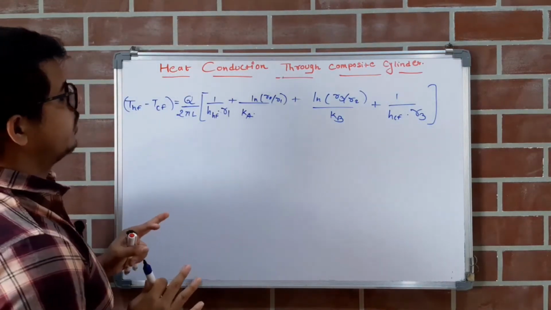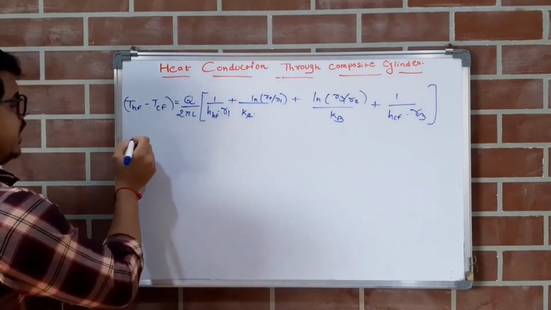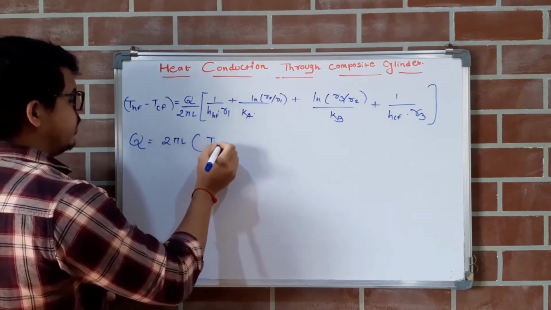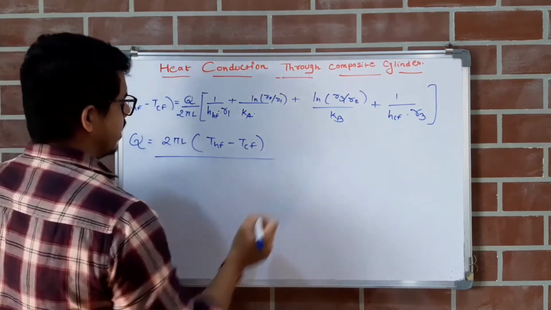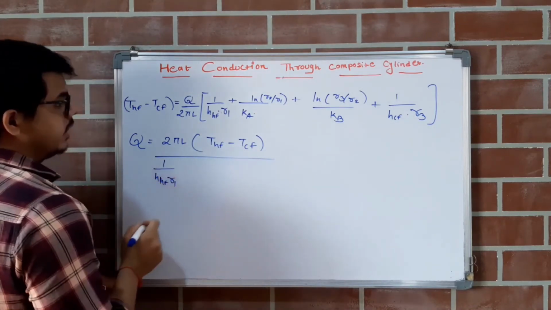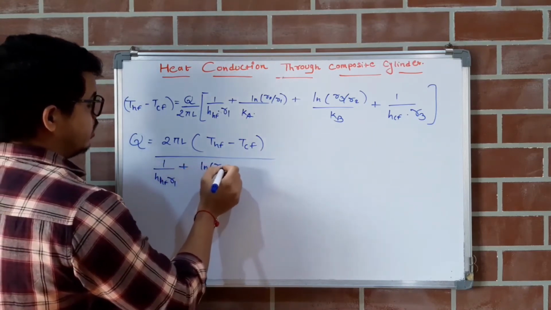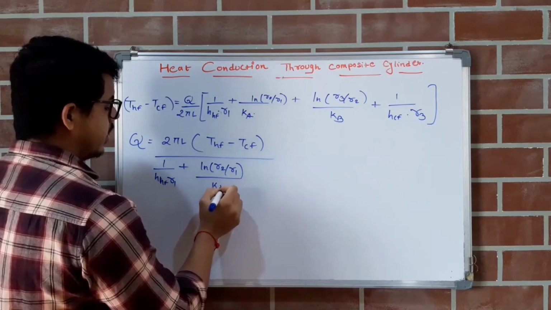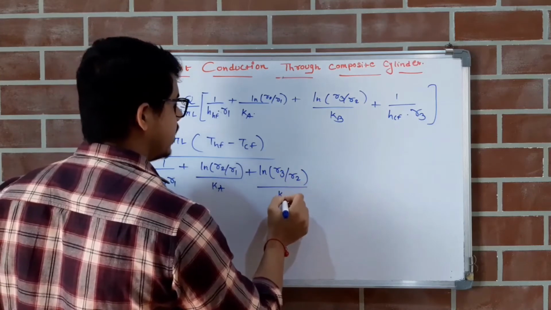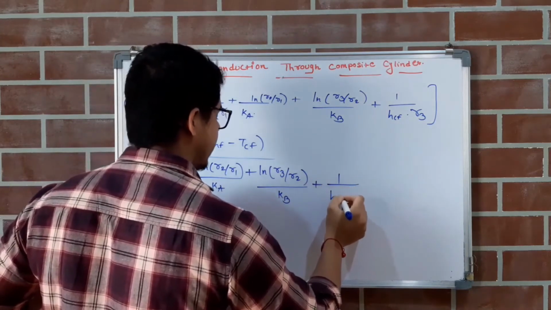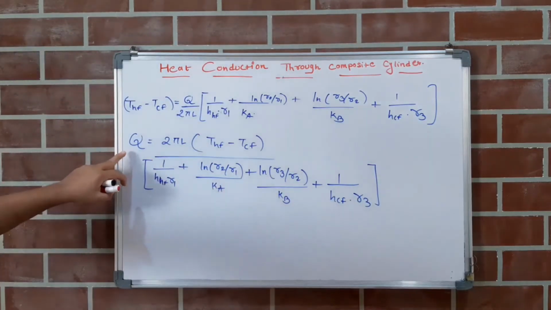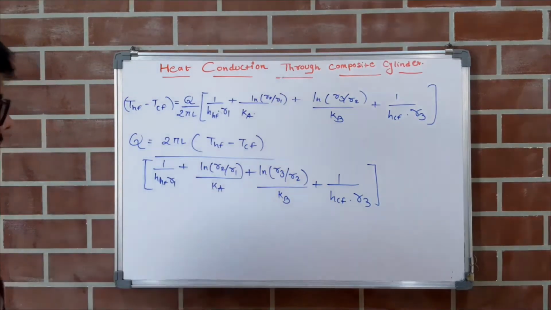Now from this equation we want the formula of Q. So we will bring Q on the other side. So Q is equals to 2 pi L into THF minus TCF upon 1 upon HHF into R1 plus ln of R2 by R1 upon Ka plus ln of R3 upon R2 upon Kb plus 1 upon HCF into R3. So this is the formula of Q, that is heat conduction in case of composite cylinders.